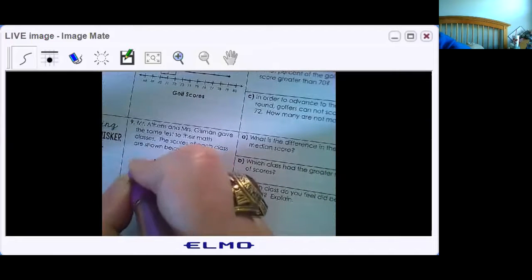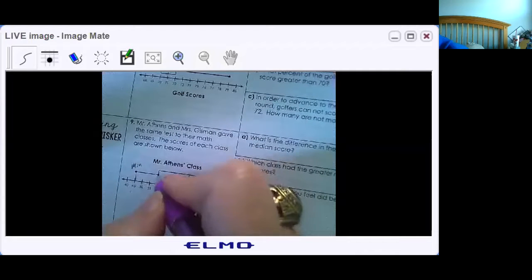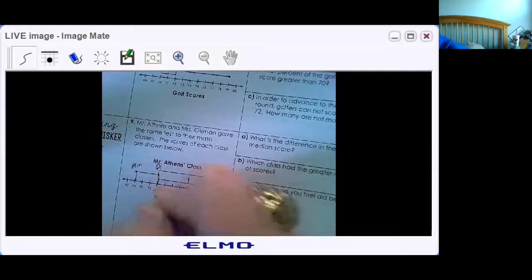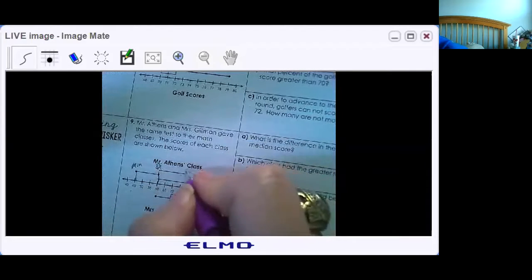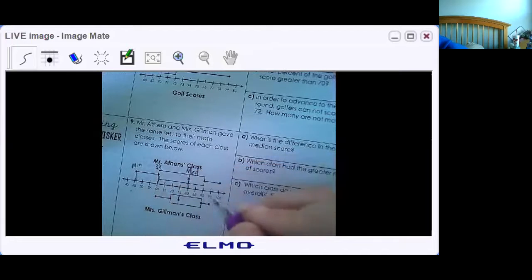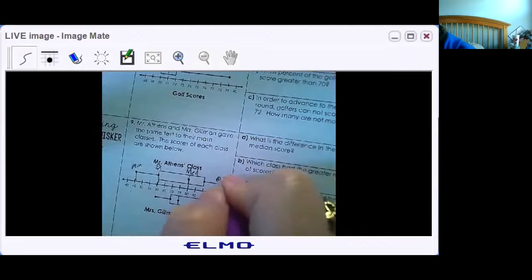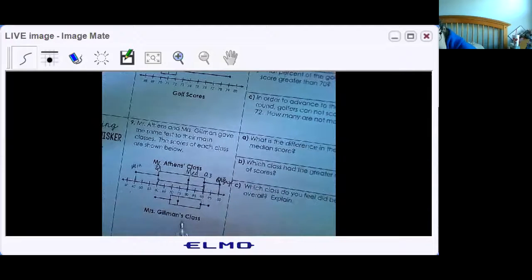Here's his minimum at 45. His Q1 is at 60. His median, his middle grade, is at 80, and his highest grade is 100. His Q3 is 100. Sorry, no, his max is 100. His Q3 is 90. Okay. Now let's look at Miss Gilman's class.